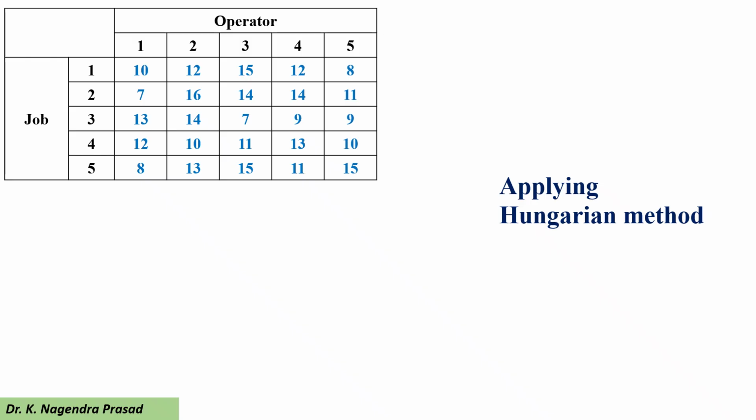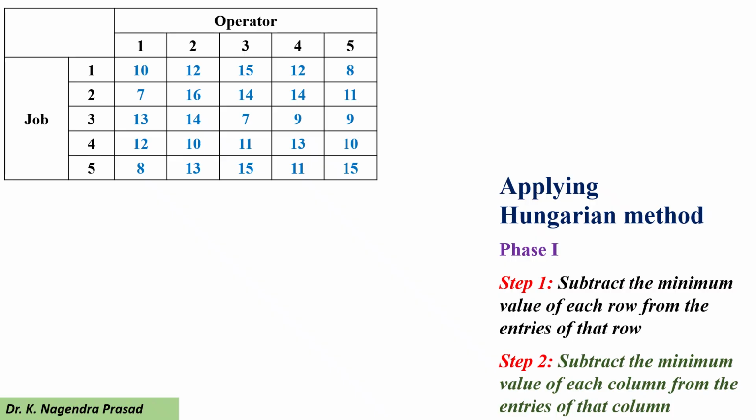And we can apply this Hungarian method in two phases. Phase 1 has two steps. Step 1 is subtract the minimum value of each row from the entries of that row. Second step is subtract the minimum value of each column from the entries of that column. So first we will solve the first step in phase 1, that is, subtract the minimum value of each row from the entries of that row.